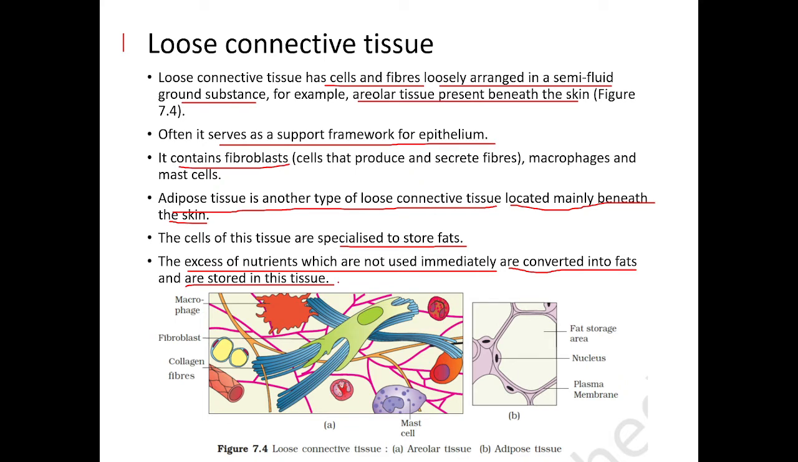Okay, so I hope you understood the loose connective tissue.